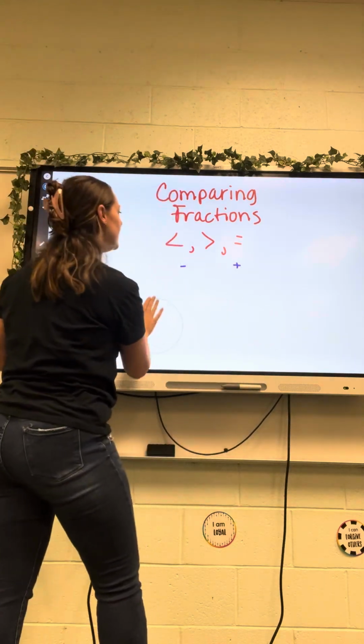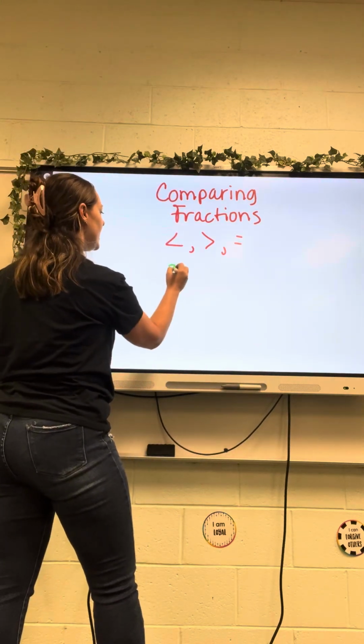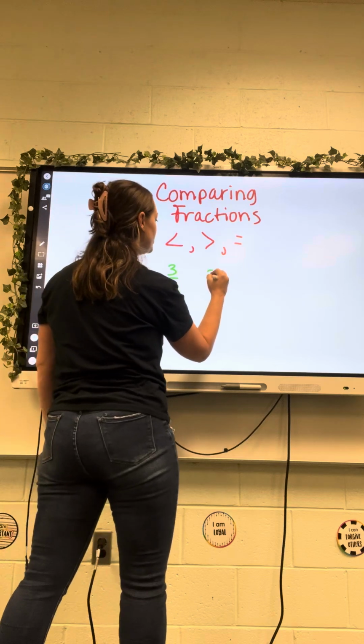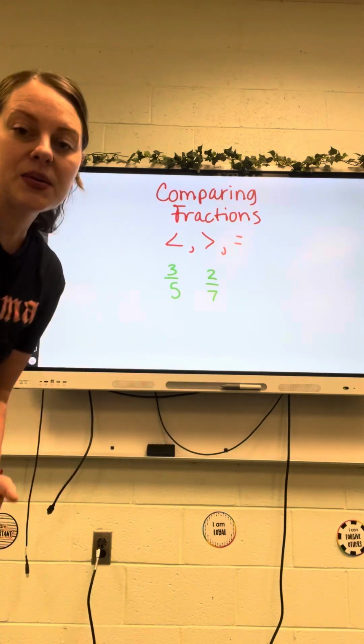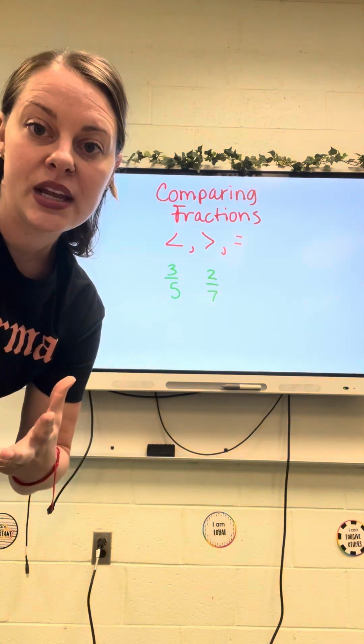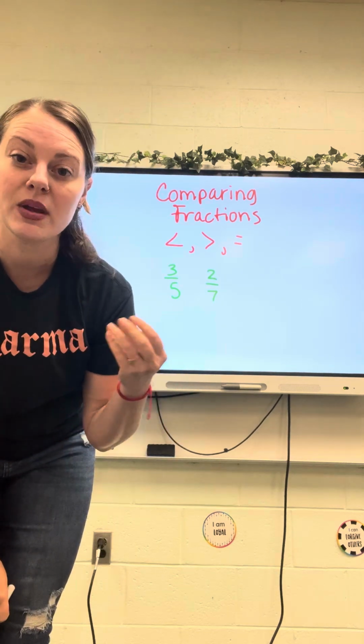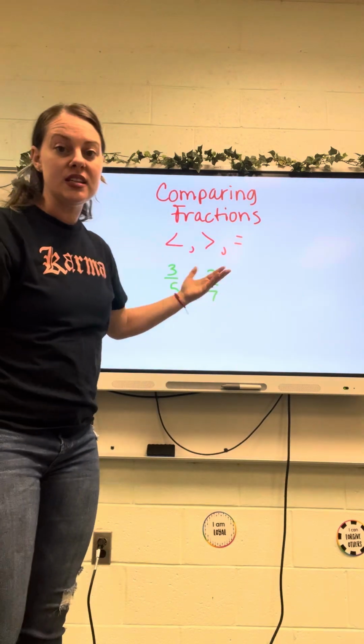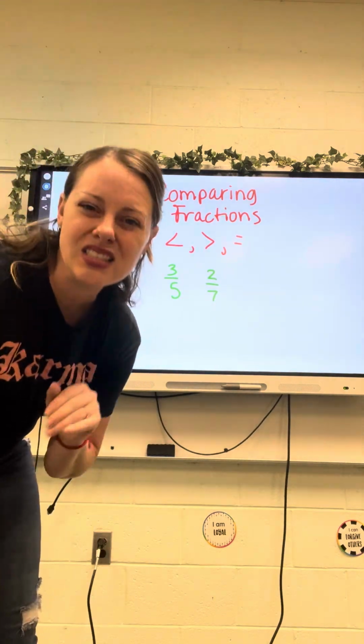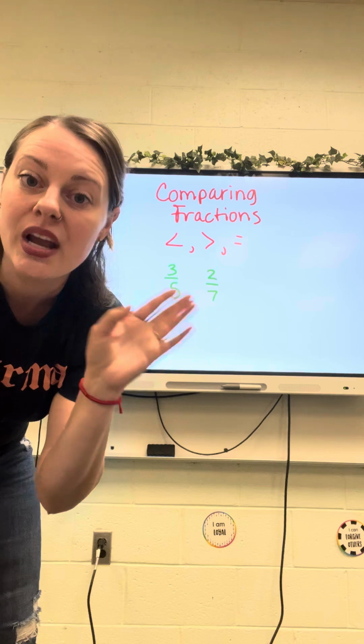All right, so now to compare the fractions. Let's say I had 3/5 and 2/7, and I had to compare that. The way that I do it, and the way that I find the easiest in my 11 years, I've come across many ways to do it. You could turn these into decimals and figure that out, but that takes a lot of work. So I'd much rather work smarter, not harder.